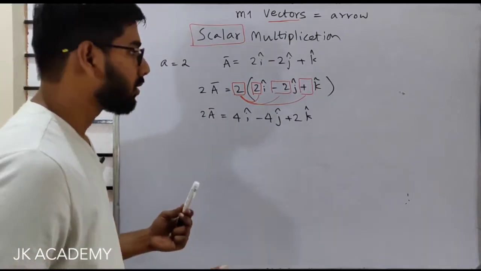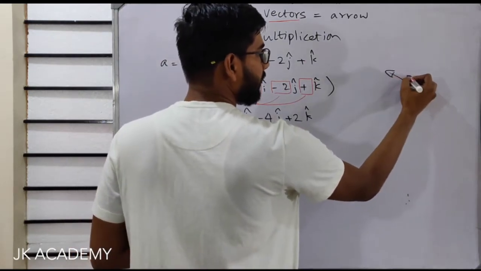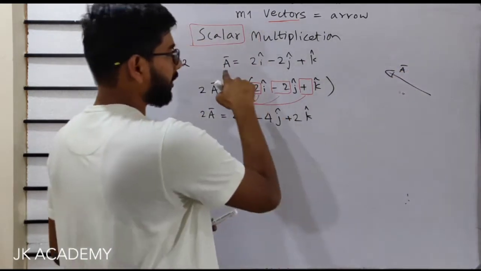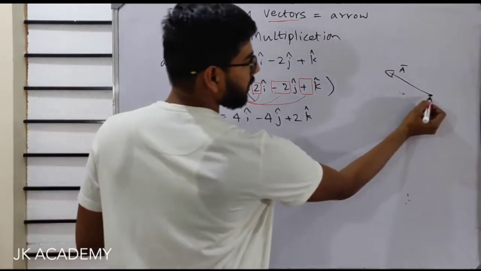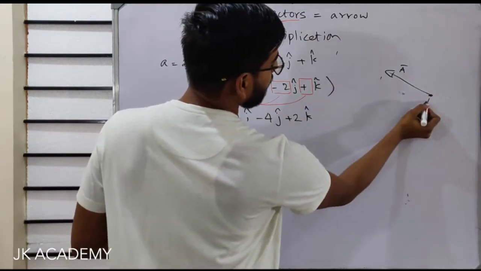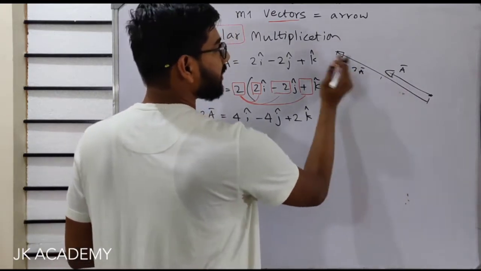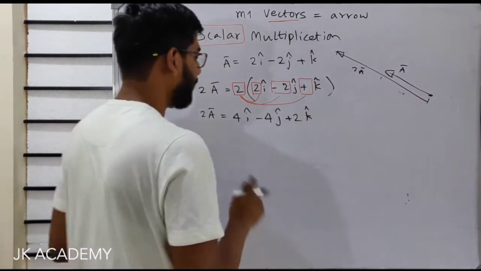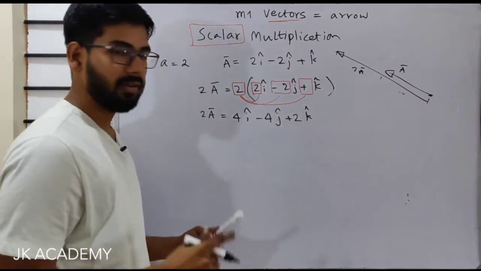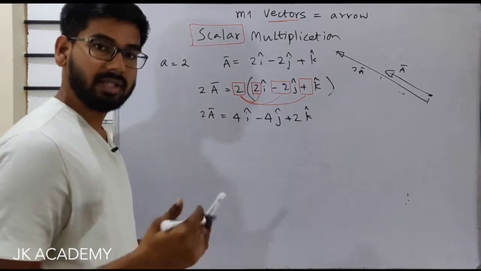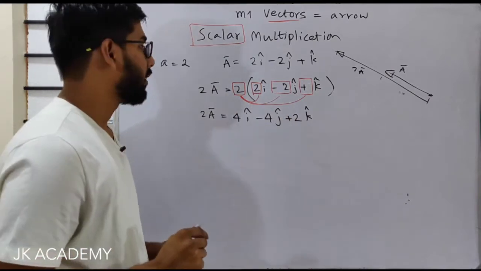So what happens to the arrow? I know 2i minus 2j plus k is an arrow like this. This is my a bar. a bar is from this point, it is like this. So 2 times a bar, this is my 2 times a bar. It's just twice the length. The length is multiplied by 2 times. If you take the modulus of a bar and the modulus of 2 times a bar, it will be twice as long. So check that. Find the magnitude of this and then find the magnitude of this and see they are 2 times each other.